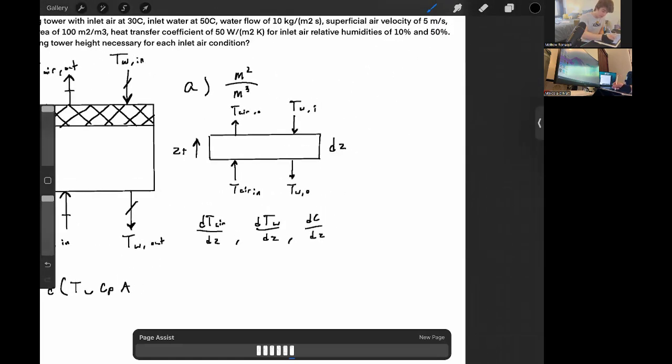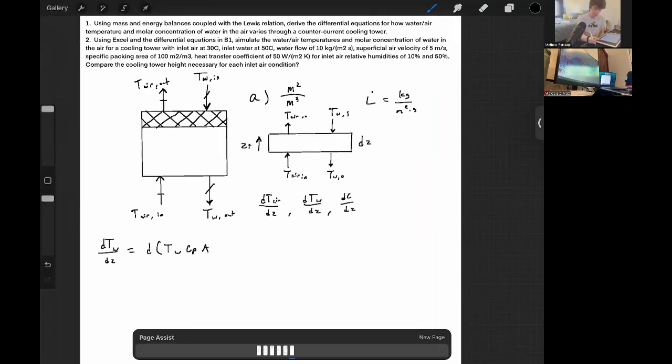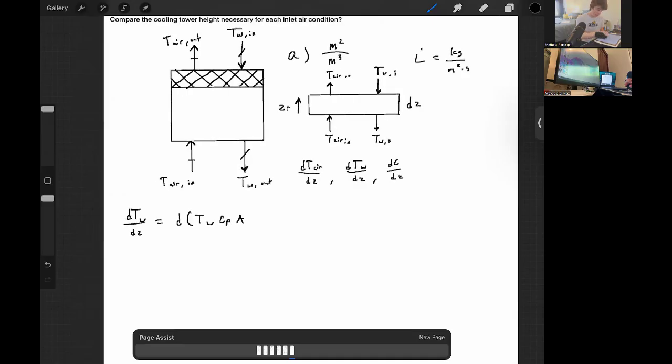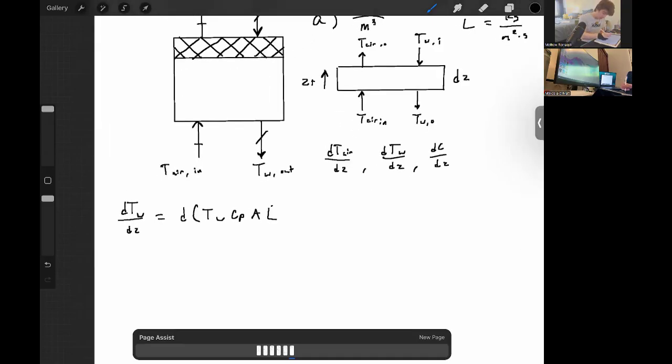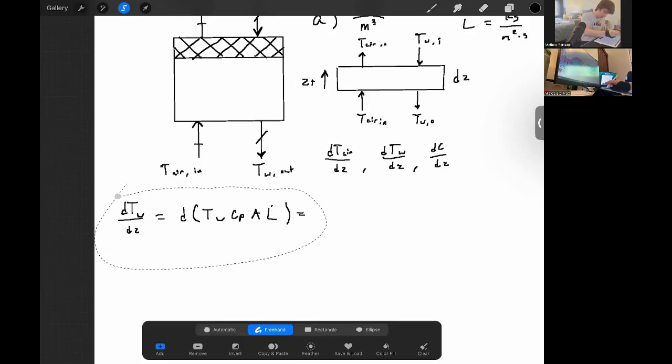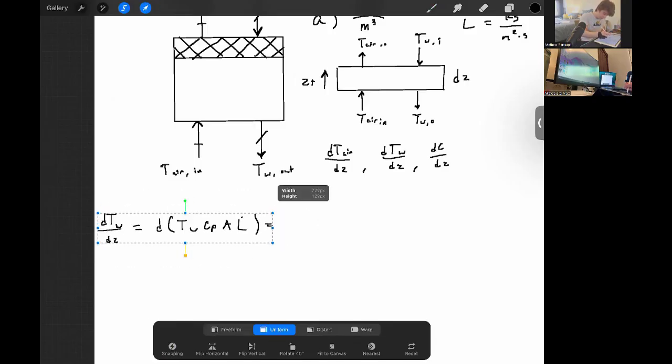Going back to our thermodynamics class, we note that some liquid flow rate, in this case L, has units of kilograms per meter squared second. If that is the case, we can also note that for our system, there's going to be a change of flow rate as well. And so from this point, we can relate this to the Lewis relations, which I'm going to make smaller because we're going to write a lot for this next part.